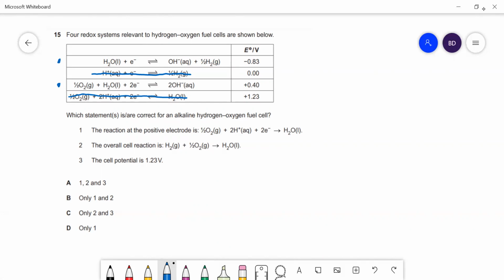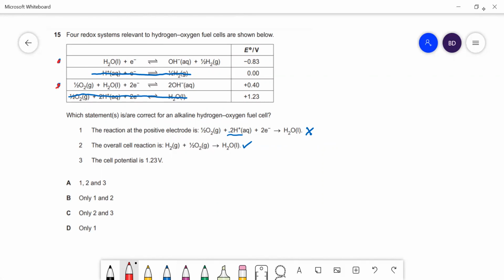Now the reaction at the positive electrode is not that, because that doesn't happen since you've got H plus ions in it, so forget that. You don't even have to worry about whether it's the positive electrode. The overall cell reaction is always true for the hydrogen oxygen fuel cell. If you want to convince yourself of that, let's have a look. These are the two half equations we want, the ones here, there and there.